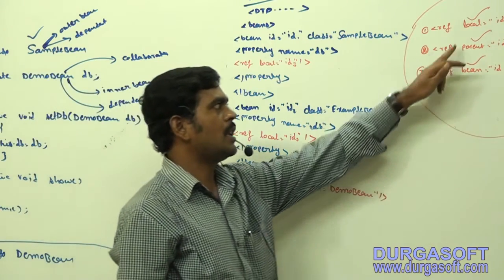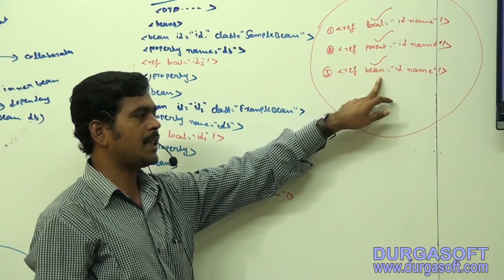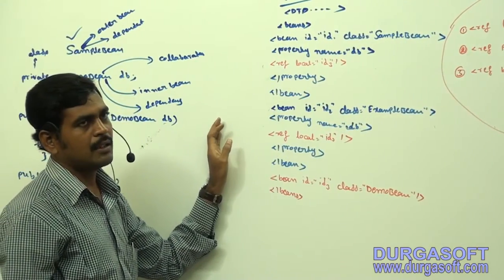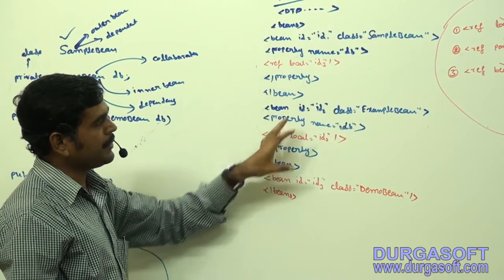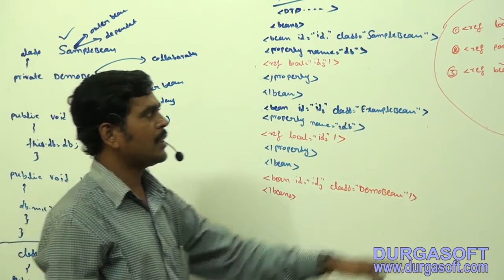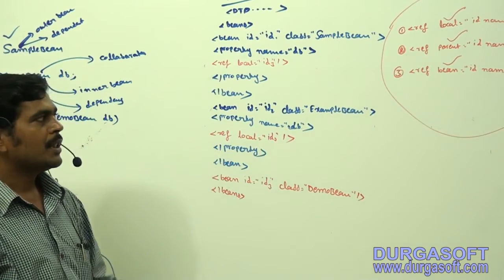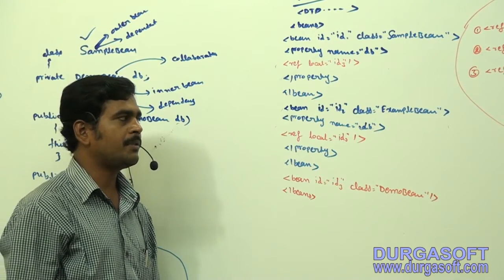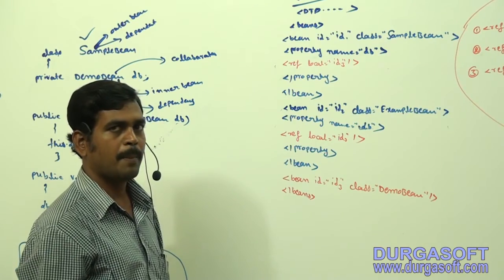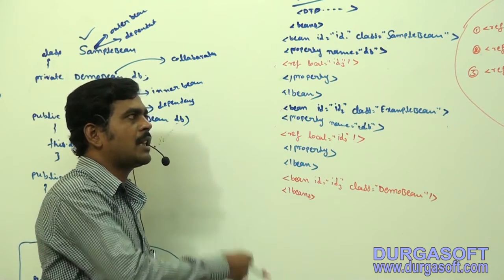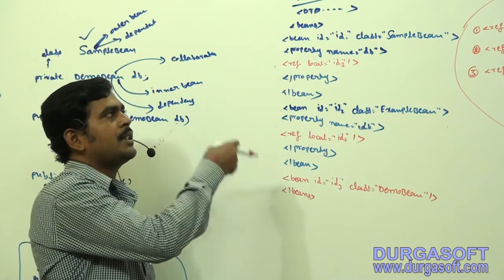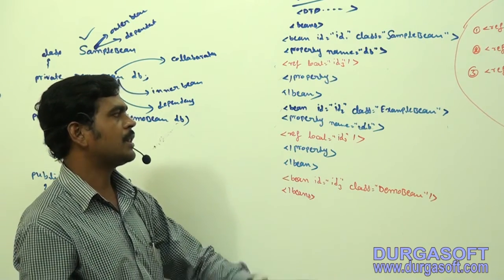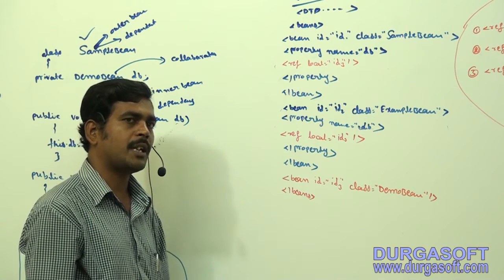When we are using the local, the parent, or the bean, if our inner beans are available within the same XML file, then we can take the local attribute. Whenever we are placing the local attribute here, first the Spring container verifies within the same XML file only whether that inner bean is available or not. If the inner bean is available within the same XML file, then only the Spring container creates that inner bean object and places it inside the outer bean.